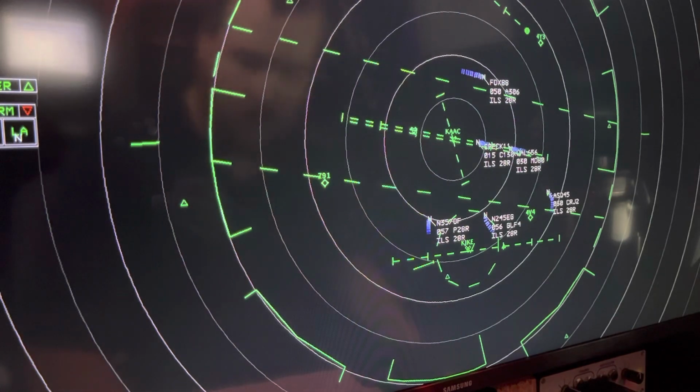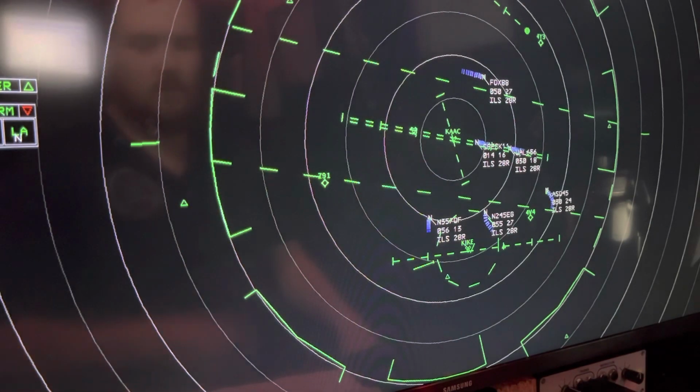AC 45, 14 miles from Woody, maintain 3000 until established on the localizer. Cleared ILS runway 28 right.